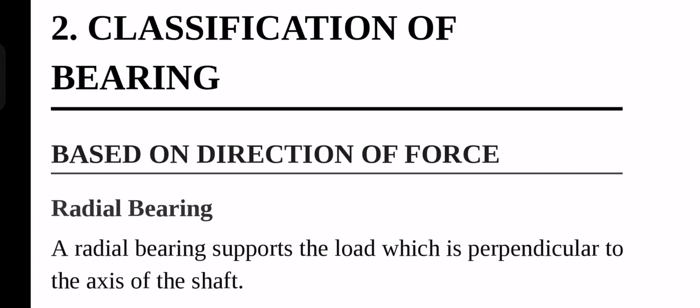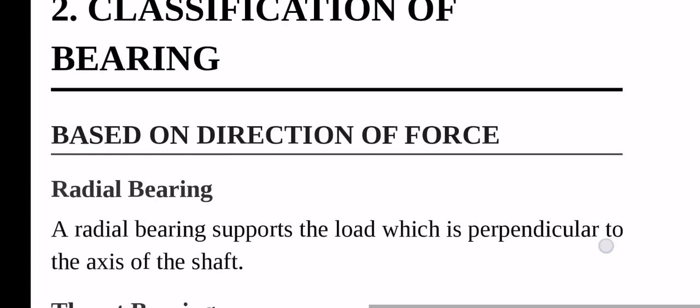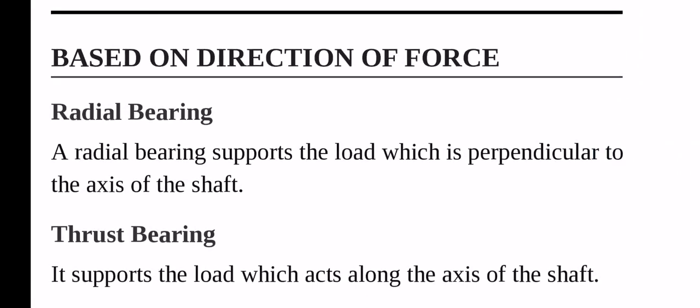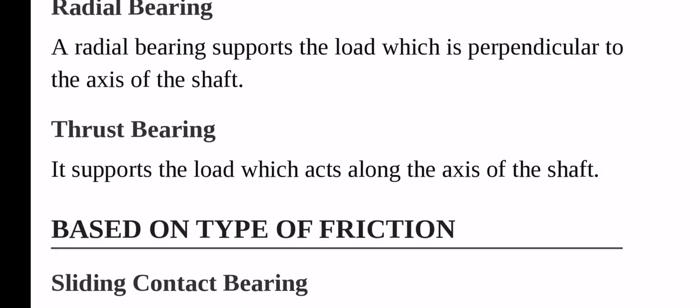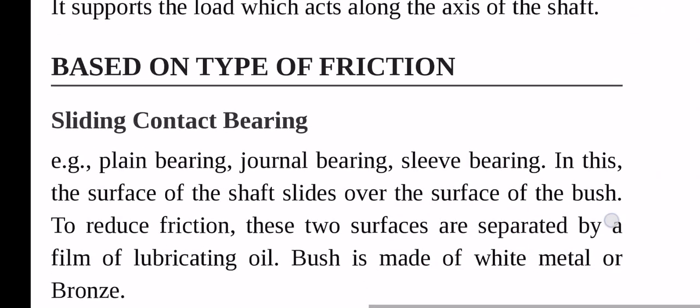Classification of bearing based on directions of force. Radial bearing: a radial bearing supports load which is perpendicular to the axis of the shaft. Thrust bearing: it supports the load which acts along the axis of the shaft.